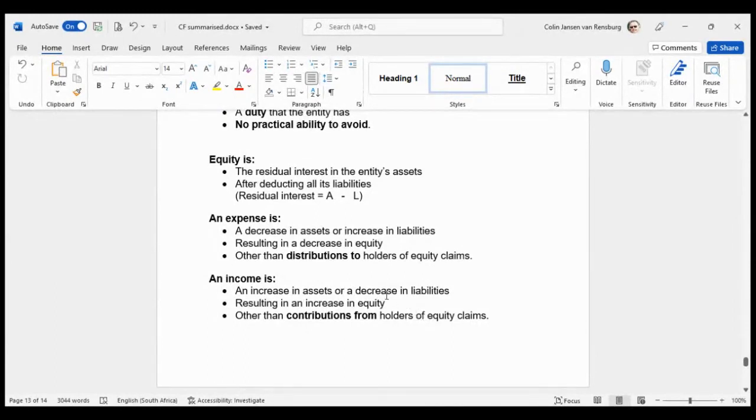So that means your assets should have increased or your liabilities should have decreased, but not because the owners of the business pump more funds into the business, right? It must be a different reason. Then it qualifies as an income. So before we look at an expense, let's just have a look at increase in assets or decrease in liabilities, and then you can type a few things for me there, please.